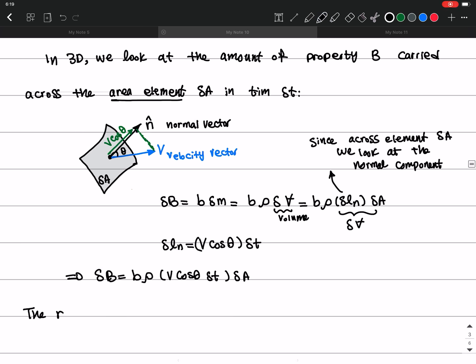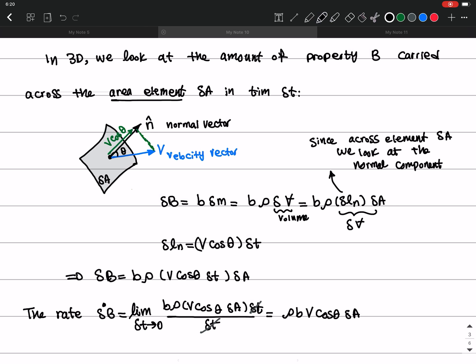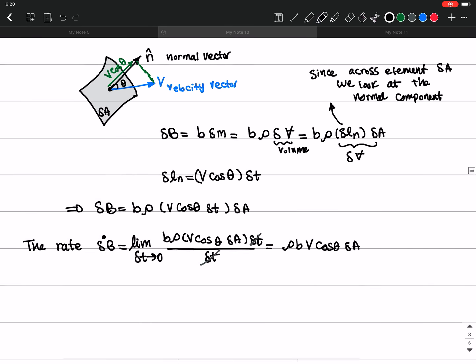And the rate delta B dot is going to be the limit as delta T goes to 0 of B rho V cosine theta delta A delta T over delta T, and these two are going to cancel out. So I only have rho B V cosine theta delta A. Okay?